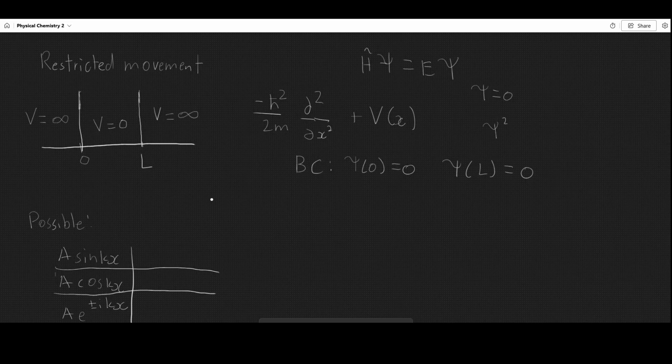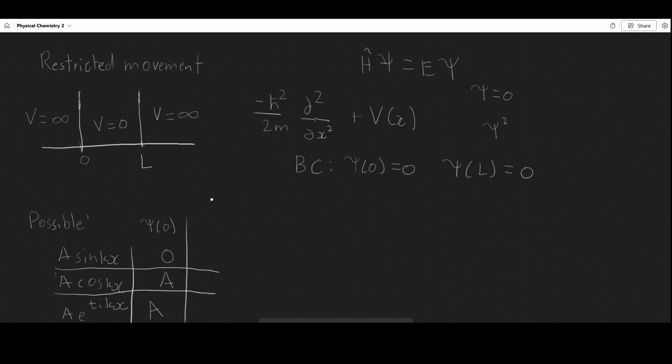And so if we apply these boundary conditions, what we can see is if we say psi of 0, let's plug in 0 for each of these equations. If I plug in 0 for x here, I get e to the 0, which is 1, times a, which turns out to be a. And the same thing for cosine of 0. Cosine of 0 is 1, and so we get a. But in sine, we see something different. If I plug in sine of 0, I get 0. And so 0 times a is 0.